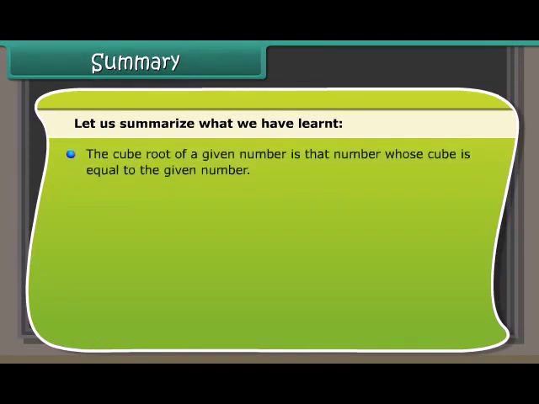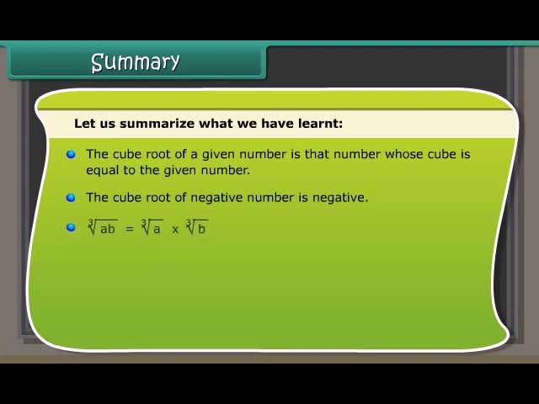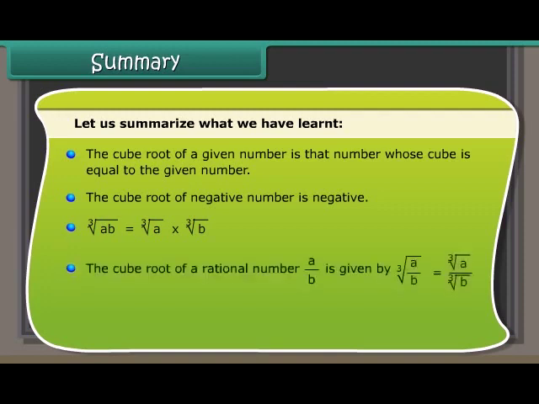The cube root of a given number is that number whose cube is equal to the given number. The cube root of a negative number is negative. The cube root of ab is equal to the cube root of a times the cube root of b. The cube root of a rational number a/b is given by the cube root of a/b equal to the cube root of a upon the cube root of b.